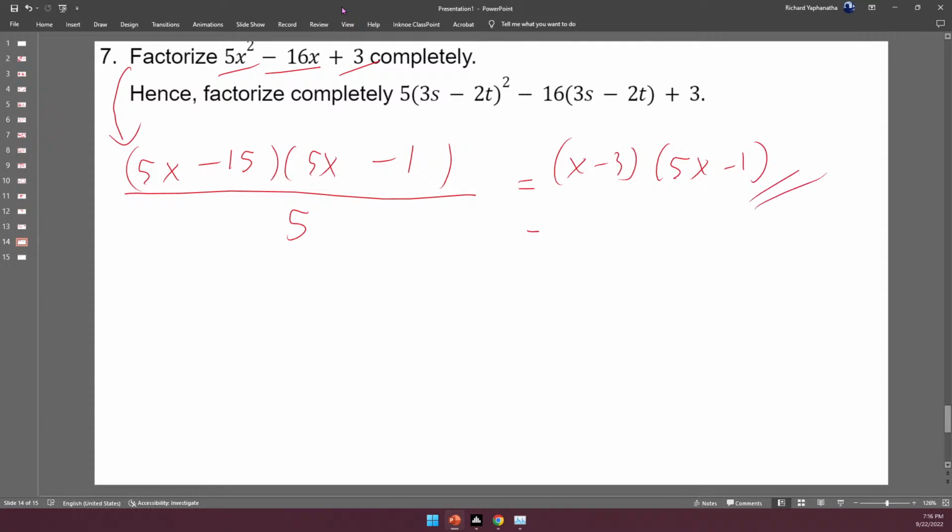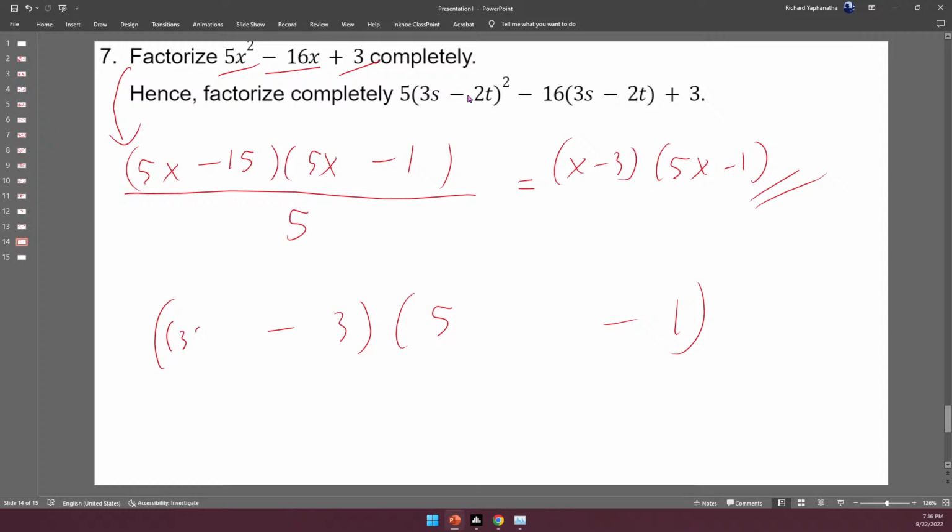The second equation, hence we want to factorize this completely. As you notice, it is actually the same pattern, 5x squared. It is 5 this one squared minus 16x minus 16 this, plus 3, and then plus 3. It means if you want to factorize this, it is actually the same one, only replacing the x with this. So we want to rewrite, let's make it bigger, x minus 3 and 5x minus 1. But now we change the x into this.